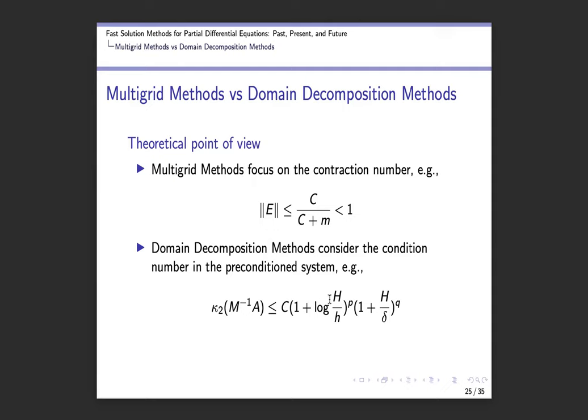As we see, this quantity H/h is the size of the subproblem. So the whole performance does not depend on the problem size. Only the local size matters. And for this one, we have the relative overlap, H/delta. So this is also independent of the problem size or any other parameter. And the powers p and q depend on the problem, the finite element we use, and the coarse method or local method we use. Yes, this is problem specific.